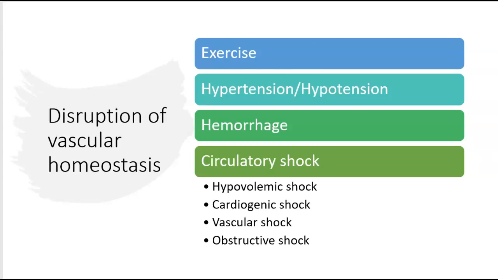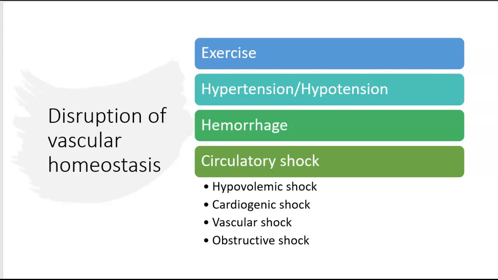Hypertension and hypotension refer to high blood pressure and low blood pressure. Hypertension, if the blood pressure gets too high, can damage the arterial walls. So this can lead to aneurysms if we're talking about this over a long period of time. Hypotension, we talked about, can lead to not having enough oxygen being delivered to the tissues and thus them not getting the nutrients that they need.